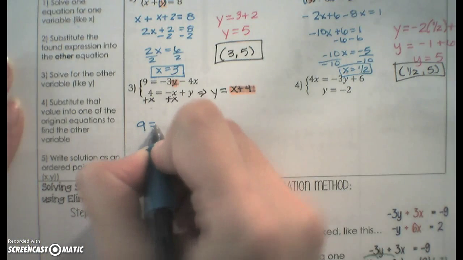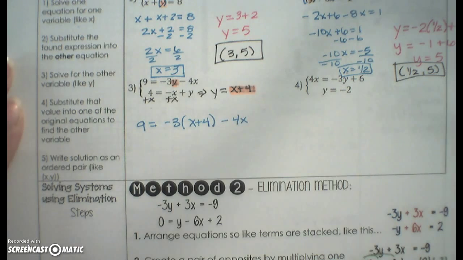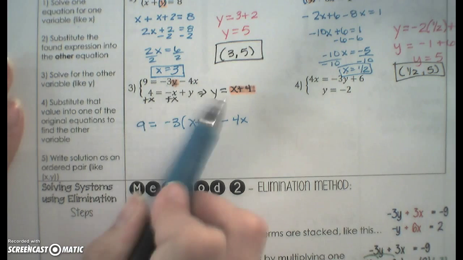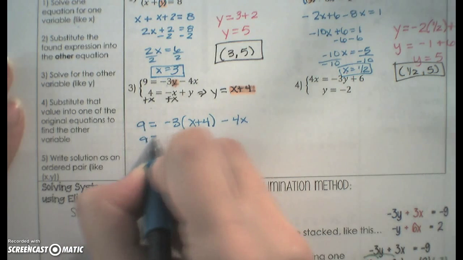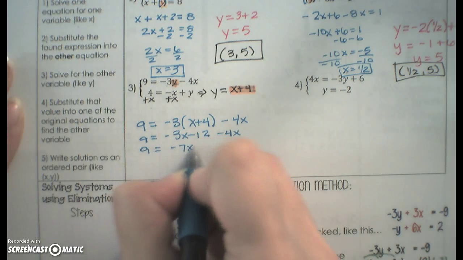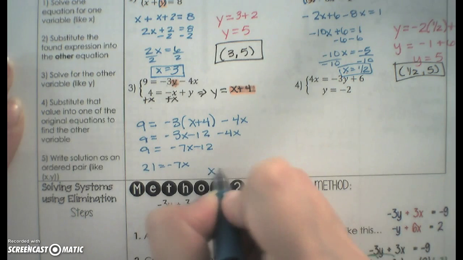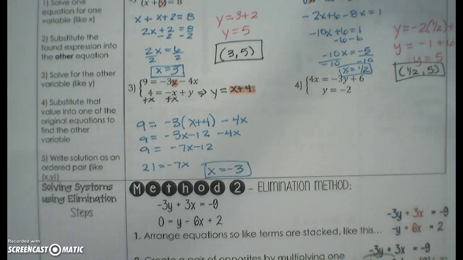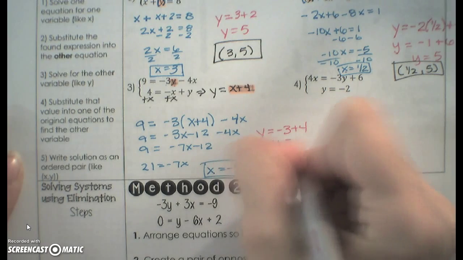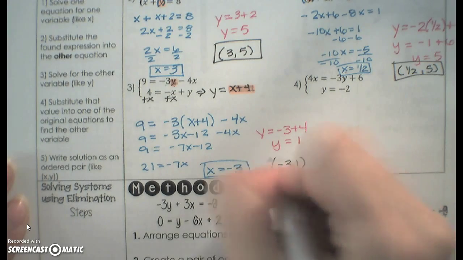So you should have 9 equals -3 parenthesis x plus 4. Again, when we're replacing, it does help to put those parentheses in there, especially when there's a number in front of the variable and you're replacing that with an expression here. Then you should have distributed, and then combine like terms and then add 12, and then divide by -7 and you get x equals -3. Then you should have replaced that into one of the equations up above and gotten y equals 1. So your ordered pair should be, for number 3, -3, 1 for your solution.